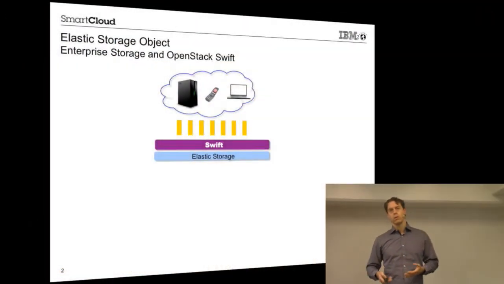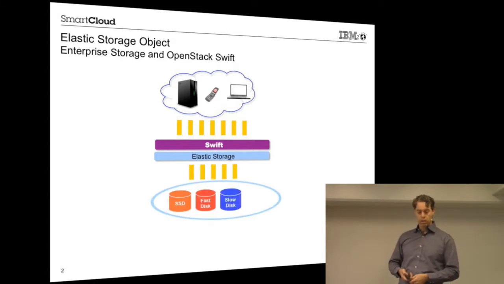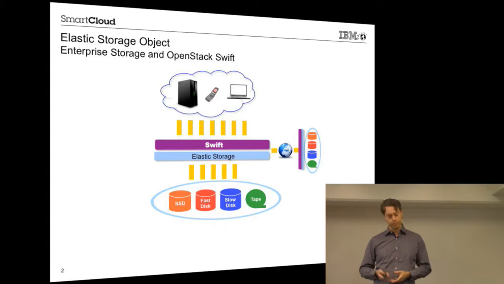So Elastic Storage combines OpenStack Swift with that of a scale-out parallel file system that can tier data across a variety of different sources, as well as across data centers. And in addition, it can store and tier data down to tape.